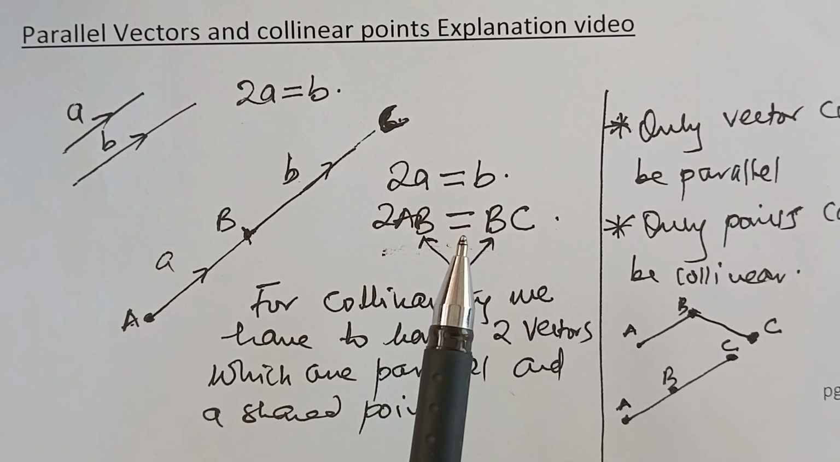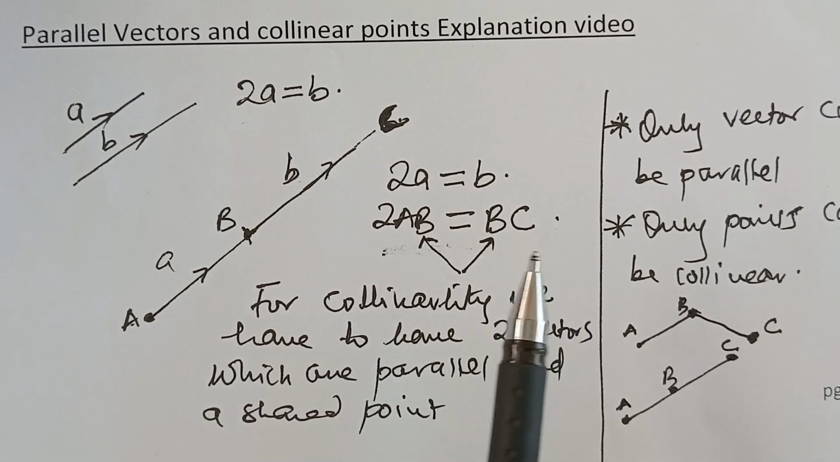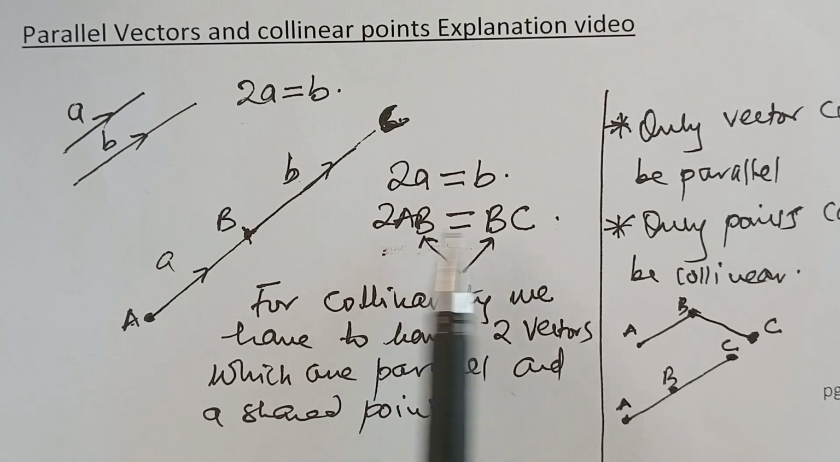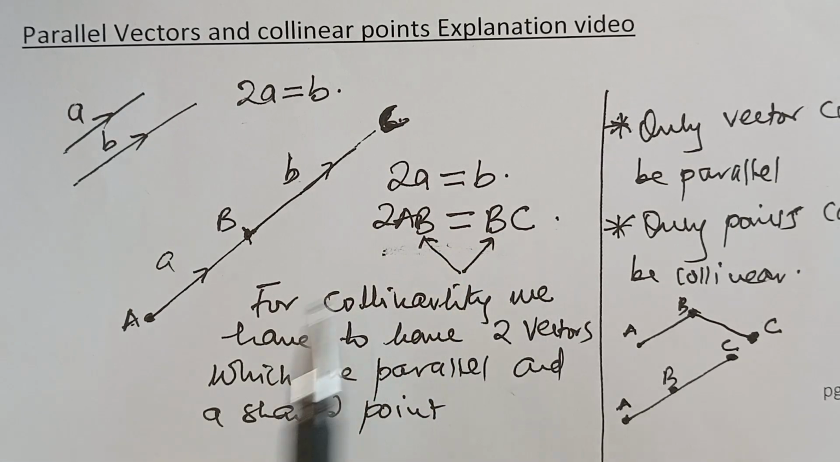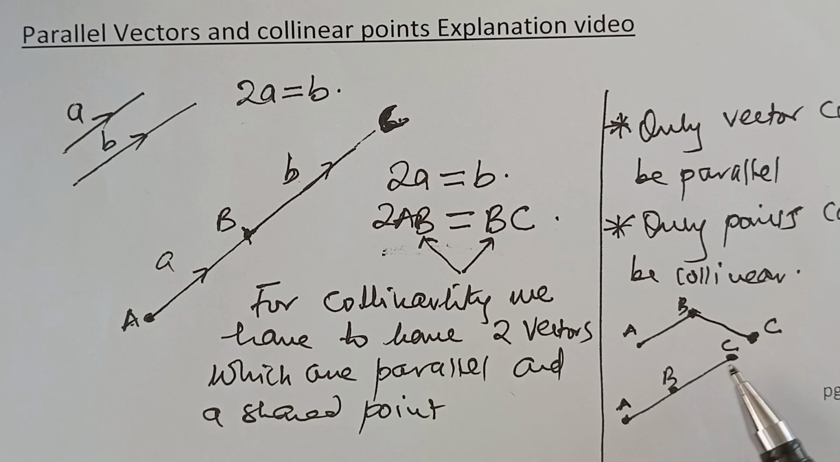It could be A, it could be B, it could be C, it could be X, it could be Y, it could be anything. But we have to have 2 parallel vectors and a shared point, at least to express collinearity. The least number of points that can express collinearity is 3, not 2.